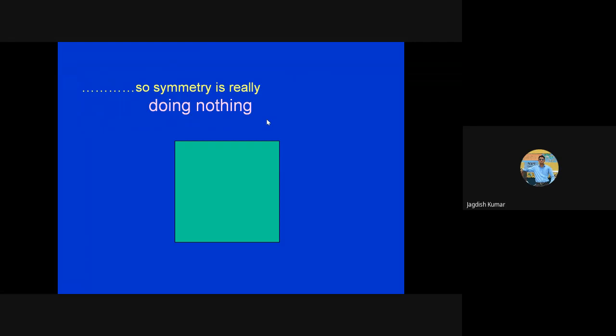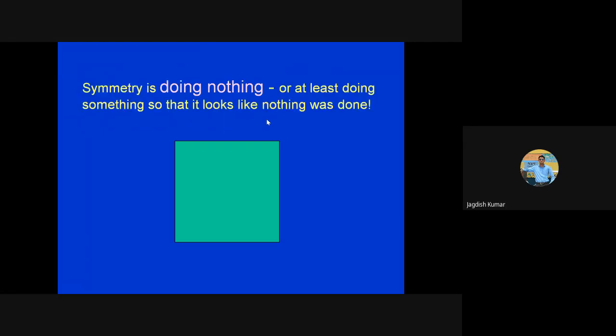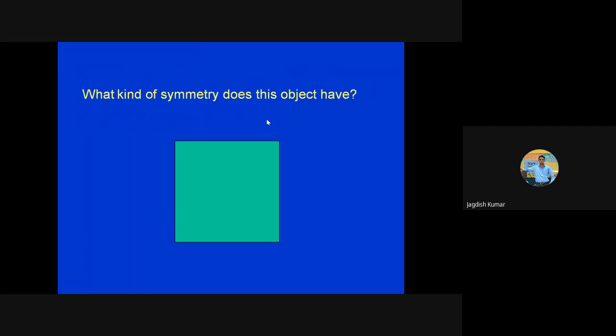We can't detect that change, or we won't be in a position to tell whether that operation has been done or not. Those operations are called symmetry operations. So, doing nothing, or at least doing something so that it is not possible to define whether something has been done or not, that is called a symmetry operation.